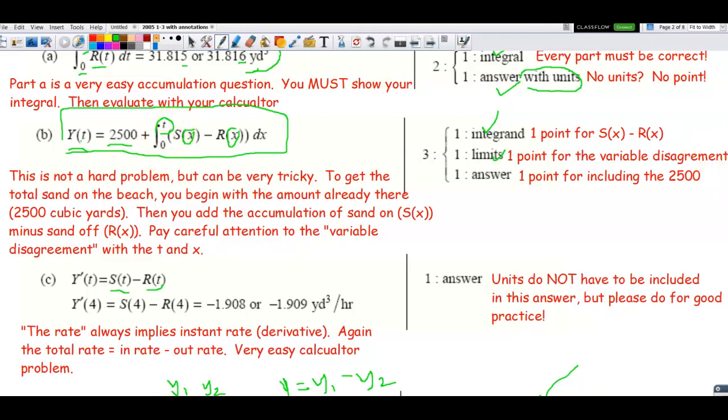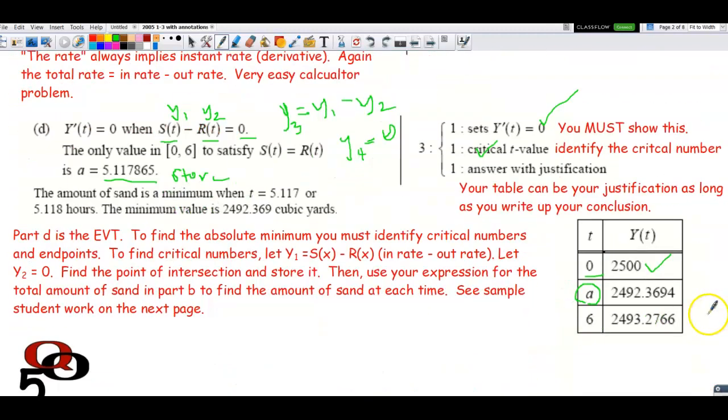And then we're going to do that to 6, and we're going to find out how much sand is on the beach, and we're going to find out that we find the absolute minimum occurring at that critical number. Now, you probably were able to figure that out when you looked at the graph of the derivative, because the derivative only has one critical number and changes from negative to positive at that particular number.